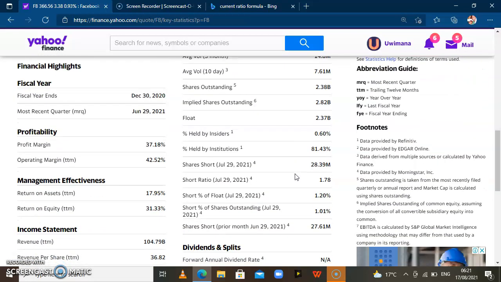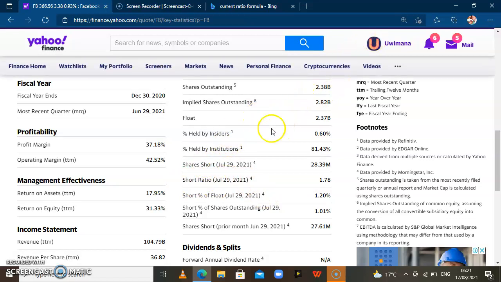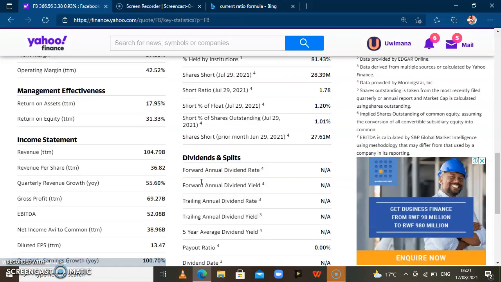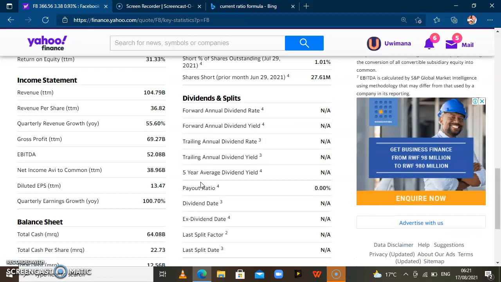So the share statistics will show you the percentage of shares short. If you don't know what shorting is, you probably need to look at a video I've linked in the top right that tells you what shorting is and why these measures are important. You definitely have to check that video, right?